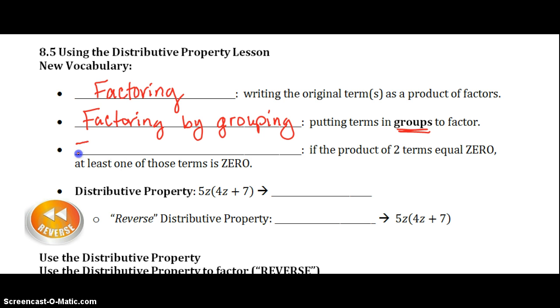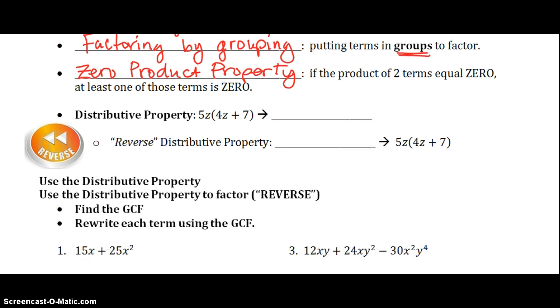And then we're going to also talk about what the zero product property is. It's if the product of two terms equals 0, then at least one of those terms has to be 0. And again, this will make more sense when you see some example problems. So let's just talk about the distributive property.